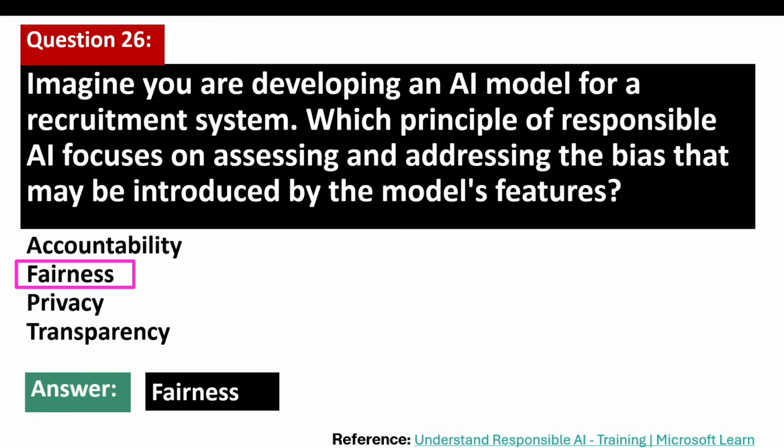Fairness in AI involves assessing and mitigating biases that can emerge during the development and deployment of AI models. Biases can stem from various sources, including the data used for training models, the algorithms themselves, and the way AI outputs are interpreted and employed in decision making processes. Microsoft's framework emphasizes the need to identify and address these biases to ensure AI systems make fair and equitable decisions.